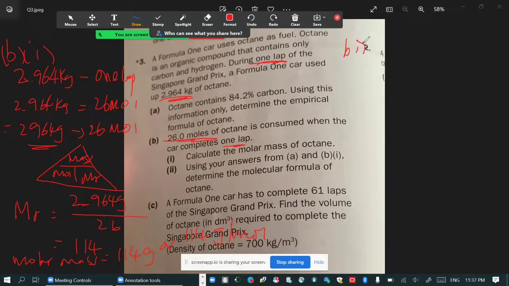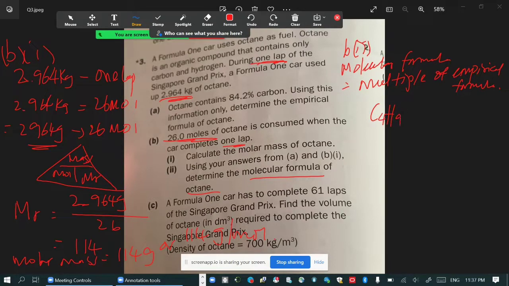Let's look at B part 2. Using your answers from A and B1, determine the molecular formula. Now remember, molecular formula is a multiple of empirical formula. That means you multiply the empirical formula by a whole number, and that would give you the molecular formula. So we know that C4H9 is the empirical formula, so this is the multiple.